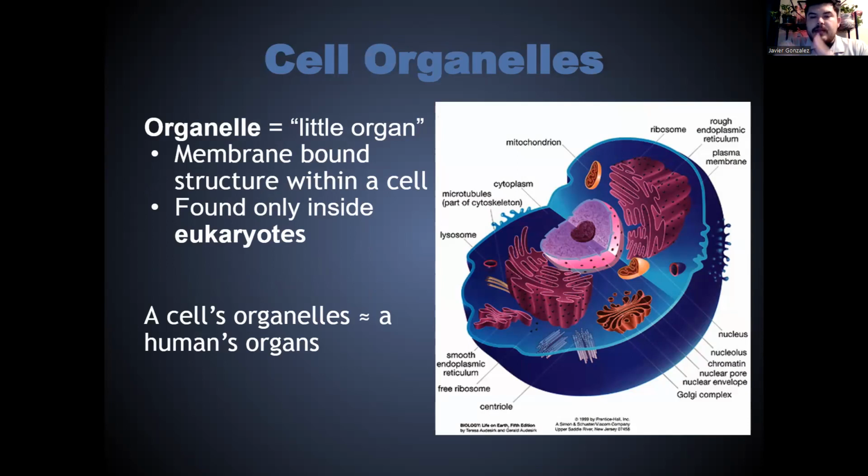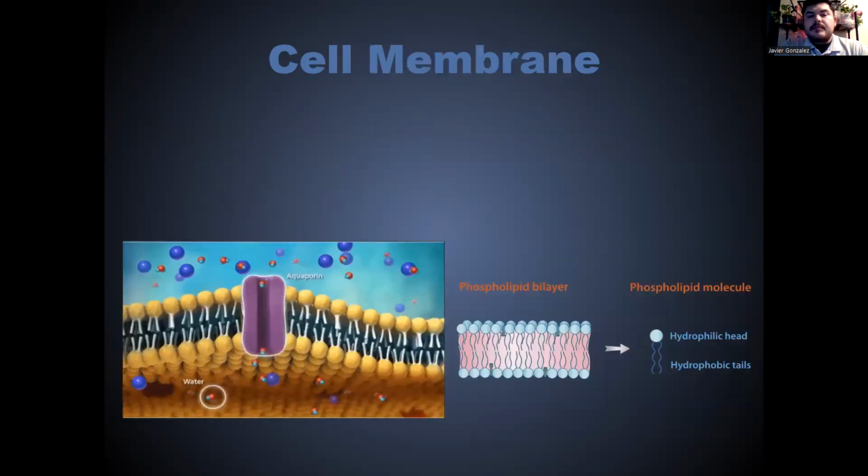The cell is membrane bound, and a lot of them have structures within the cell, and these are only found inside of eukaryotes. A cell's organelles are just like a human's organs. Let's go on to the next slide.